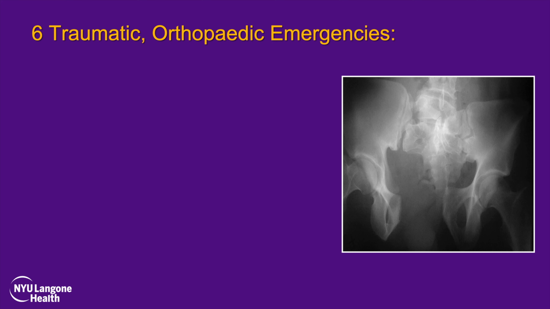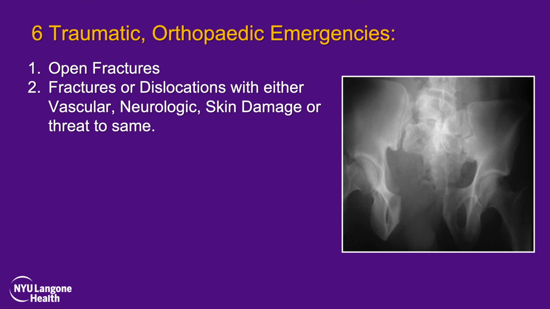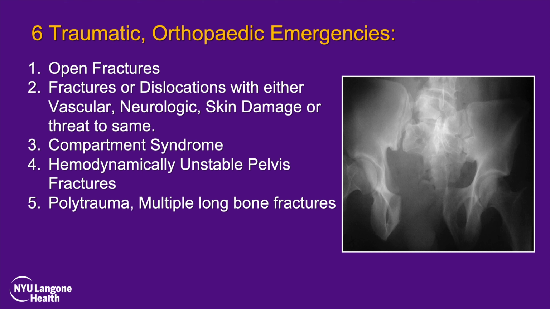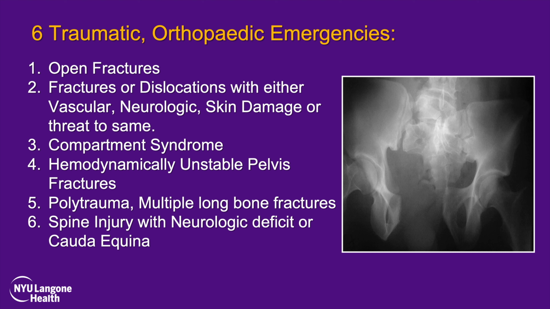So briefly, 6 orthopedic emergencies that we should know something about. Go over these briefly. Open fractures. Fractures or dislocations with either vascular, neurologic, skin damage, or the threat to the same. Compartment syndrome. Hemodynamically unstable pelvic fractures. Polytrauma, multiple long bone fractures, or spine injury with neurologic deficit or cauda equina. These are 6 injuries that are going to require immediate orthopedic care in an emergency room or shortly thereafter. So I'll go through these briefly.